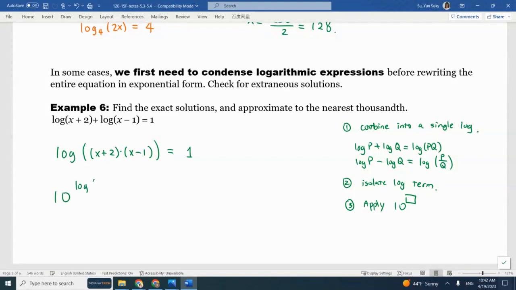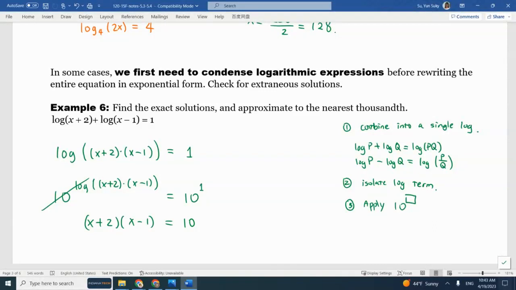So 10 to the log of x plus 2 times x minus 1 equals 10 to the 1. Is that okay, everybody? You want to get rid of the log? Apply exponential function, and the base is 10. So apply 10 to the power of it. Okay, 10 and log cancel, right? So the left-hand side, you get x plus 2 times x minus 1. The right-hand side, 10 to the 1 is 10.